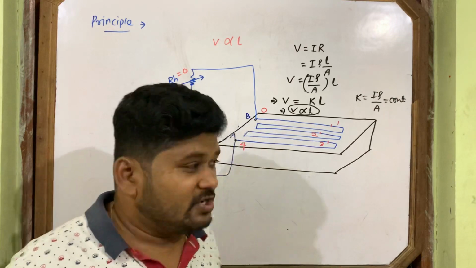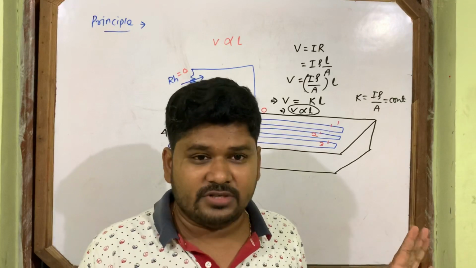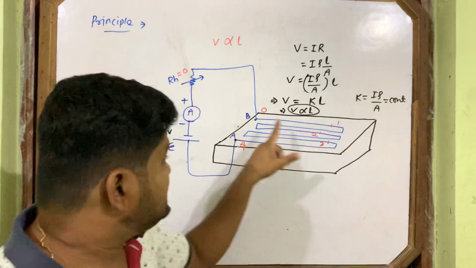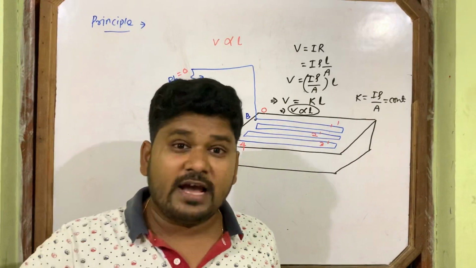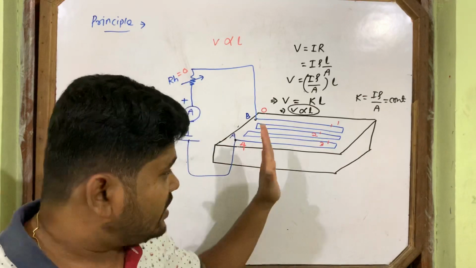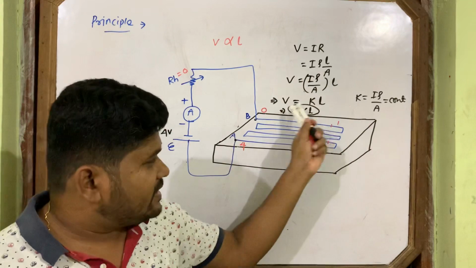Rheostat is fixed, current is constant. You will take one experiment. You will do one observation. After one observation, when it is complete, you can change the rheostat to take another observation. So, in one observation, current is constant. Okay. So, again I am telling you what the principle is.